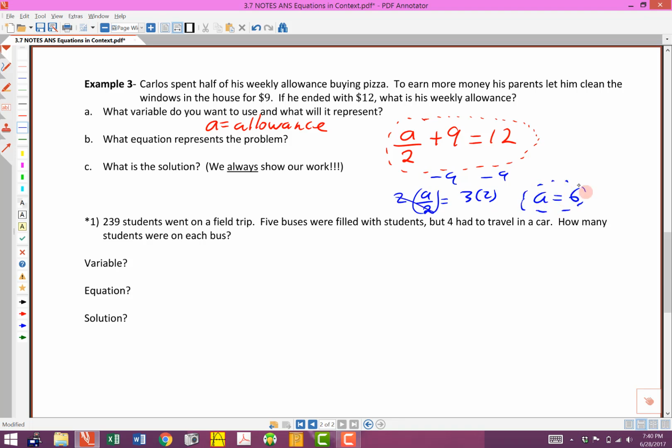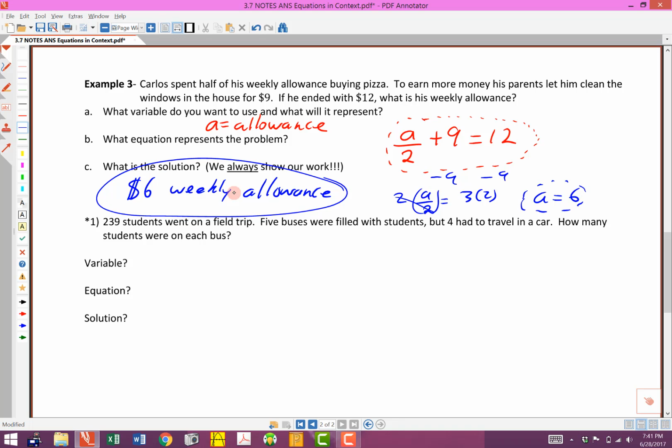Now that's the answer to the equation, but let's make sure we answer the question. What was his weekly allowance? So we're going to say $6 weekly allowance. And now we've answered the question completely. We've declared a variable. We know what the variable in the problem represents. We wrote an equation that represents what happened in the situation. We solved that, and we figured out A equals 6, and A reminds us that that stands for allowance. So his allowance is $6 a week.